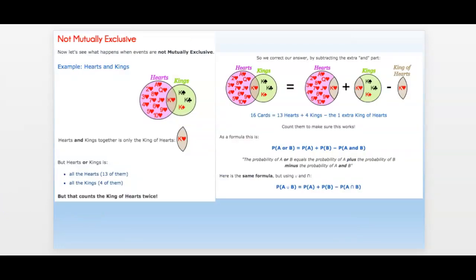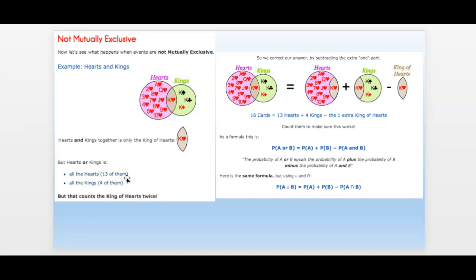Also, very important here, some events aren't mutually exclusive. We talked about the King of Hearts. You can pick a king and a heart at the same time by taking the King of Hearts. So those two events, drawing a king and drawing a heart, are not mutually exclusive. So if we add the two probabilities up and say, what's the probability of getting a heart or a king, we count the King of Hearts twice.